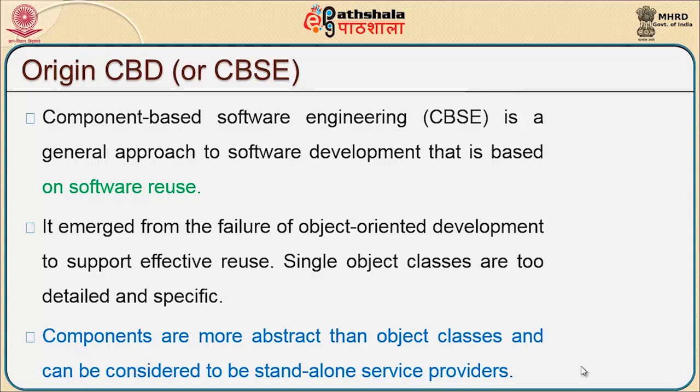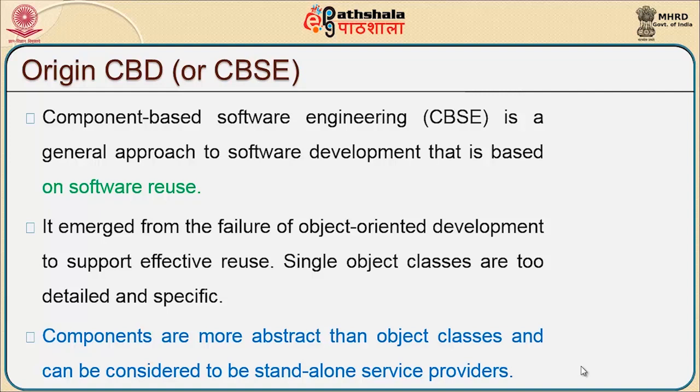Components are more abstract than object classes and can be considered to be standalone service providers. So every component is supposed to be a standalone service provider, and, as I have already told you, these can reside on individual tiers of the architecture. Whenever a specific service is required, we can call upon those services as a component and utilize them directly.